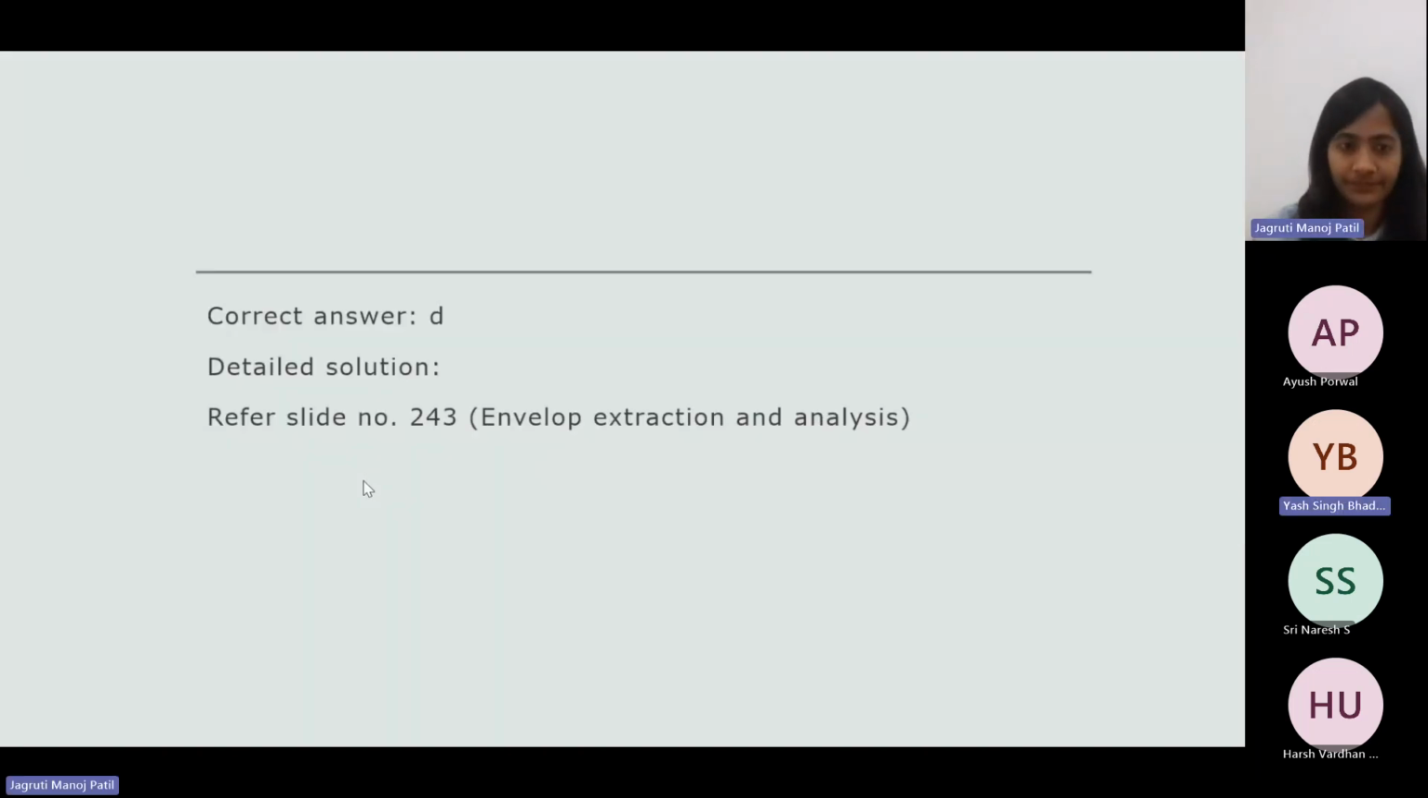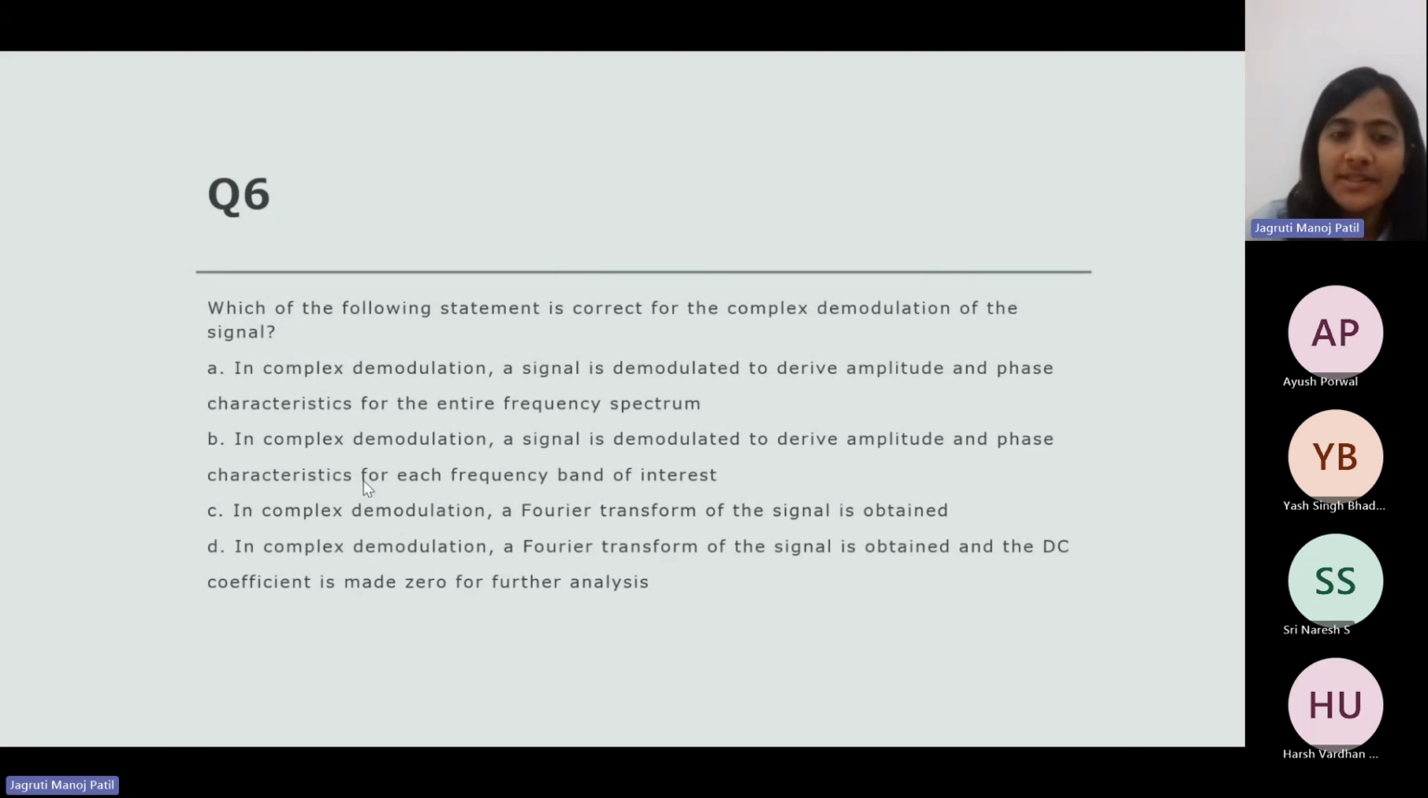Yes. Then, which of the following statements is correct for the complex demodulation of the signal? So we saw that complex demodulation too, right? Here they say that it's demodulated to derive the amplitude and phase characteristic for the entire spectrum or for each frequency band of interest, or a Fourier transform of the signal is obtained. I guess it has to be an MSQ, I'm not so sure. Or the signal is obtained and the DC coefficient is made 0 for further analysis. Which option do you think can be the most appropriate over here?